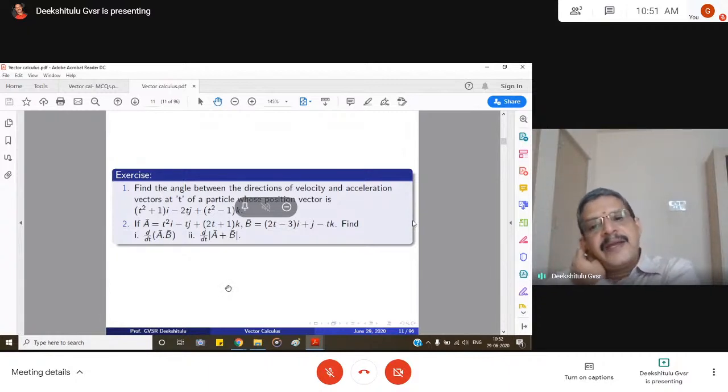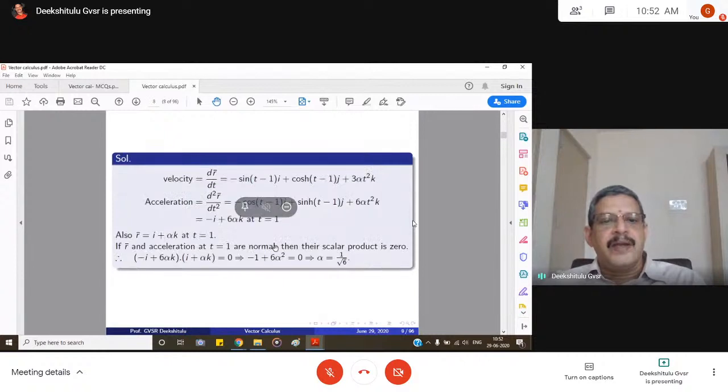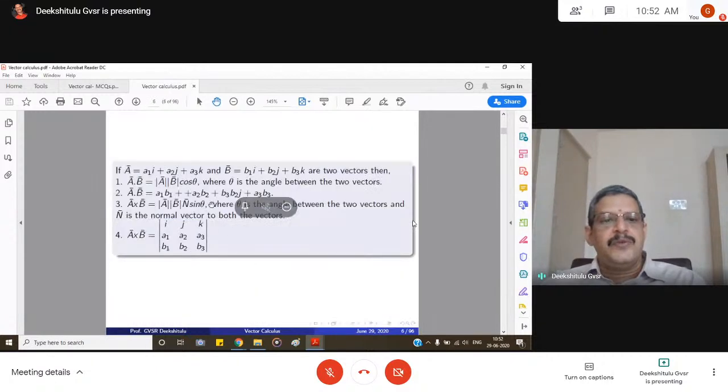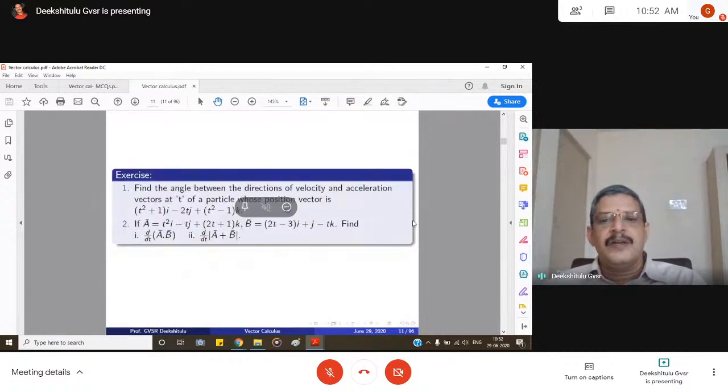Find the angle between the directions of the velocity and acceleration vectors at t of a particle whose position vector is given. A similar problem: here I have calculated the angle between the acceleration and the position vector. The principle that we use is A dot B is equal to mod A mod B cos theta, or theta is equal to cos inverse of A dot B by mod A mod B. Based on this principle, we have to find the velocity, find the acceleration, and find the angle between these two vectors.